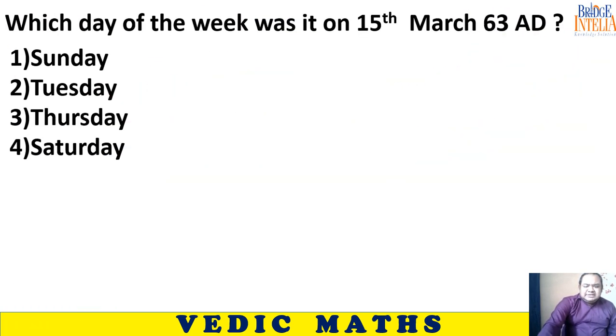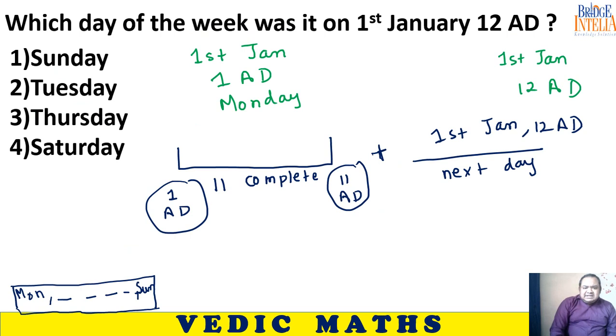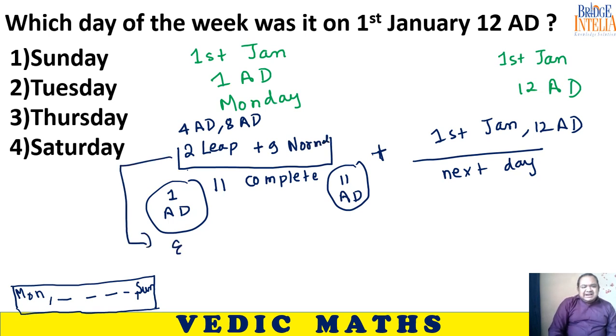Now we have to put this fact to use here. In these 11 years, there are only 2 leap years. Which ones? 4 AD and 8 AD. So there are 2 leap years and 9 normal years. From here, how many extra days were there? You have to focus only on extra days.